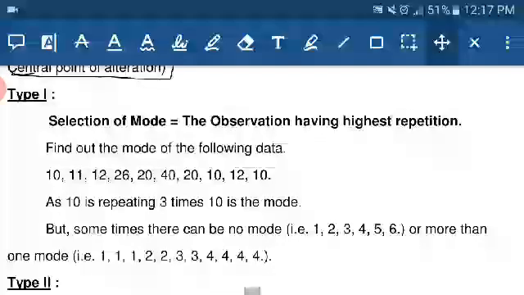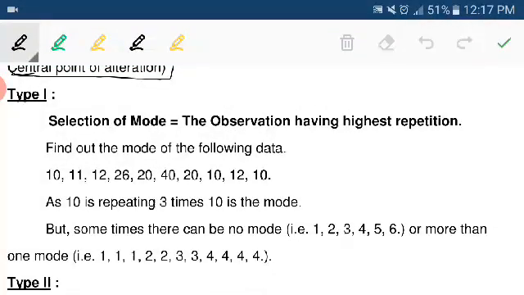Then type 1, selection of a mode, that is the observation having the highest repetition. Find out the mode of the following data. 10 is repeating 3 times in the given set, so 10 is the mode.